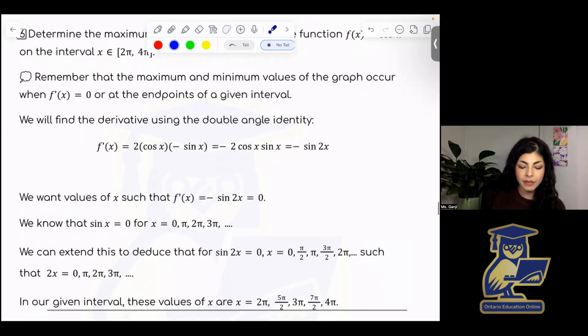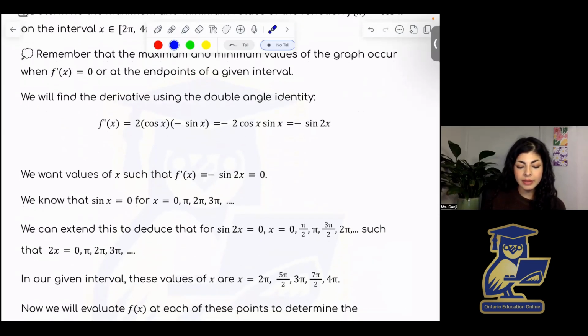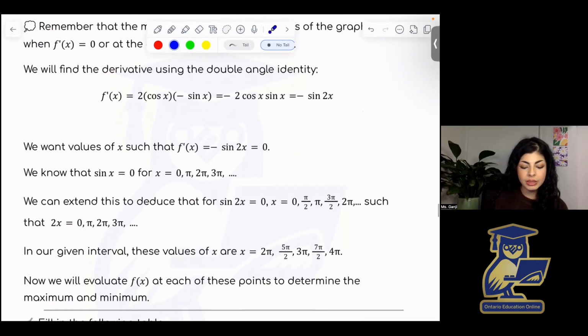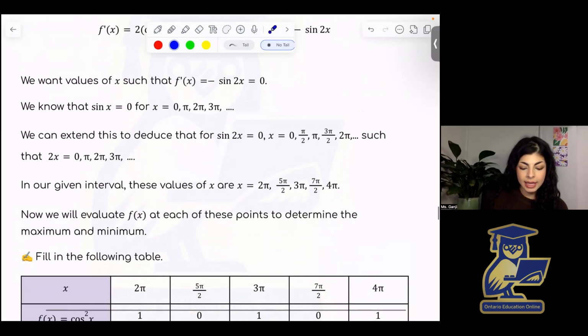So we want values of x where f prime of x, which is negative sine of 2x, is equal to 0. And we know that sine of x is equal to 0 for x equal to 0, pi, 2 pi, 3 pi, and so on. And we can actually extend this to conclude that sine of 2x is equal to 0 when x is equal to 0, pi over 2, pi, 3 pi over 2, 2 pi. And keep in mind that all of these, if you multiply them by 2, you're actually getting these values. So that's why we can make that claim, because 2x is going to be those values.